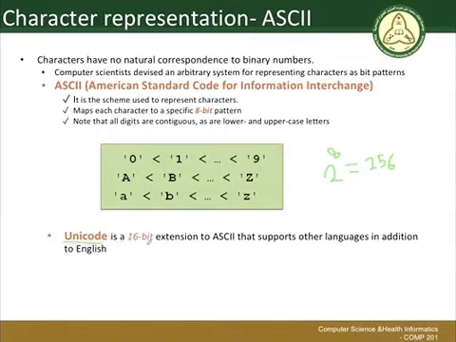It uses 16 bits, and so the number of unique characters in this scheme is going to be 2 to the 16. When I say it's 16-bit, that means each character is represented by a binary code that has 16 bits in it. So the Unicode is a 16-bit pattern, and it supports other languages in addition to English.